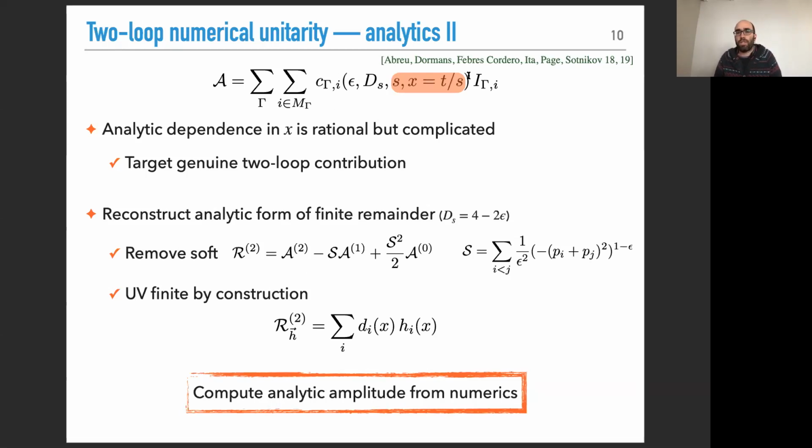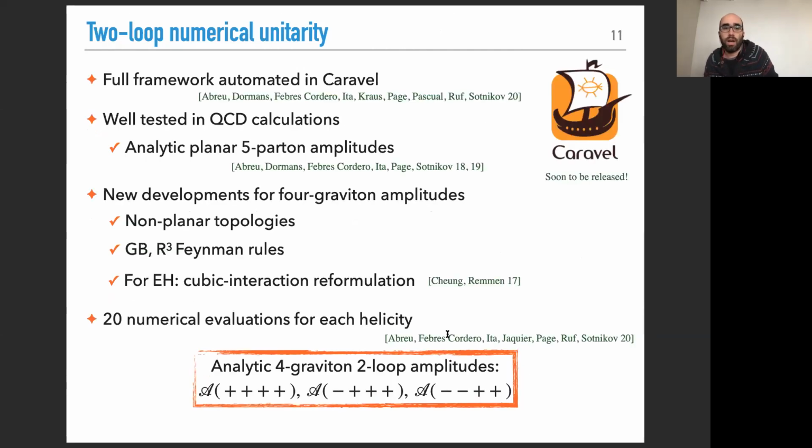The price to pay is that this decomposition into master integrals is no longer valid, because I'm mixing together two-loop amplitudes and one-loop amplitudes. They have different bases of master integrals, but I can instead decompose into a set of special functions, such as logarithms or dilogarithms. This decomposition is very similar to the previous one in the sense that these coefficients, the d_i, are just rational functions of x. What we actually reconstruct in the end are these d_i coefficients. By doing that, we have computed an analytic amplitude just from enough numerical data. So the algorithm is clear. And we have implemented this full framework in Caravel, which, as I said already, will be released soon.